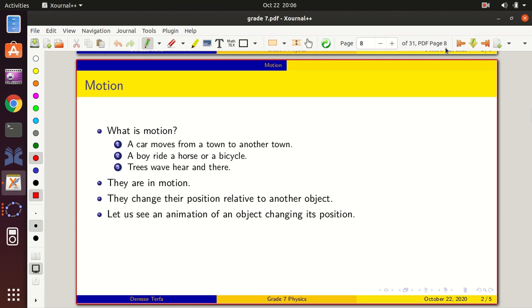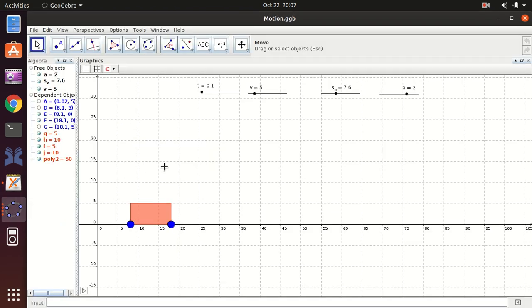Let us see an animation of an object changing its position. Let us see this block, for example. This block changes its position. Look, it moves from where to where? From left to right. So the block is changing its position from left to right. Therefore, it changed its position, which means it is in motion.